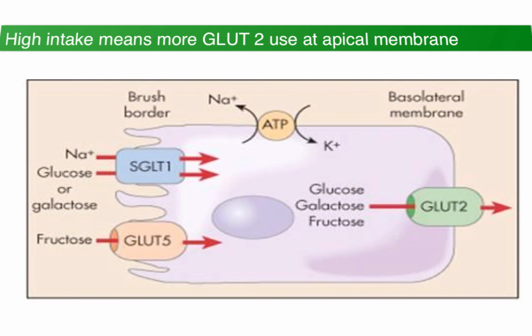In addition, lastly, GLUT2 can also fuse to the apical membrane here of the brush border to absorb glucose and galactose. That same transport protein can be used on the other side, the basolateral membrane. GLUT2 can be used on both sides of the fence, and this is important during higher intake, high carb intake meals.